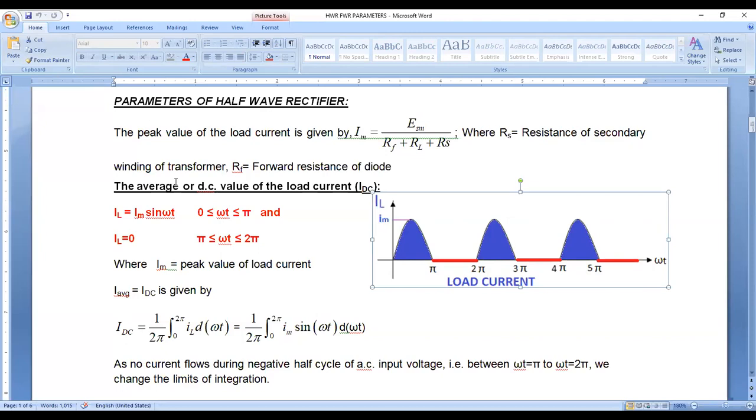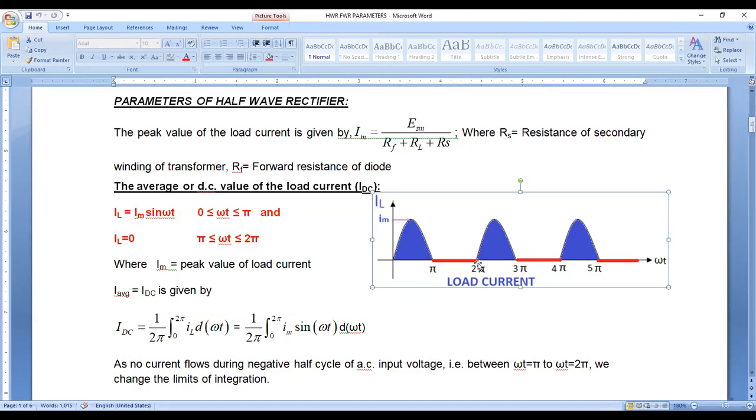Now before going to these parameters, see here Im is called the maximum value of the waveform, whereas the time period for this waveform is 2 pi. What is the time period? Time taken to complete one full cycle.